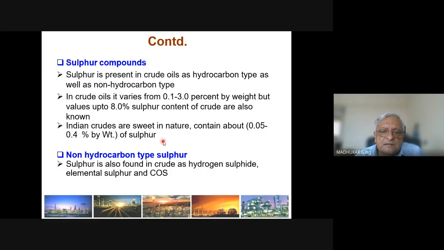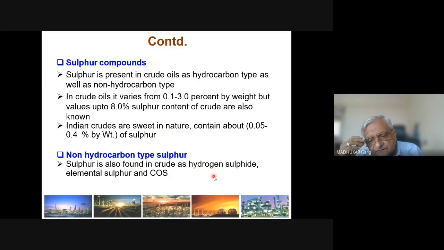But overall, just to give you an idea, crude oils which are low in sulfur are called sweet crudes, and crude oils which are high in sulfur are called sour crudes. Okay, so this is the distinction between sweet and sour. And then there is the non-hydrocarbon type sulfur, which is called inorganic sulfur. So you have sulfur compounds present both in organic and inorganic form. The inorganic sulfur is mostly in the form of H2S. I don't see much elemental sulfur, but generally H2S and carbonyl sulfide, which are dissolved in the crude oil.